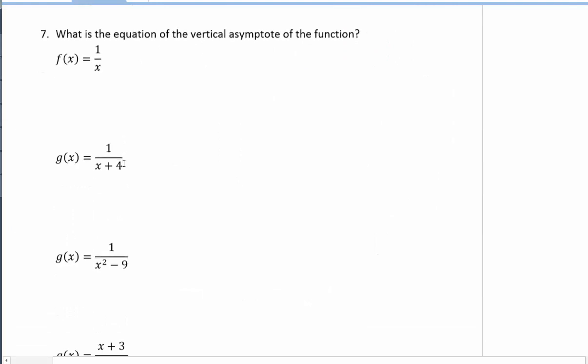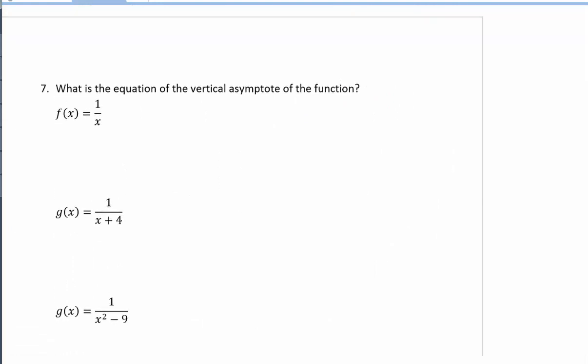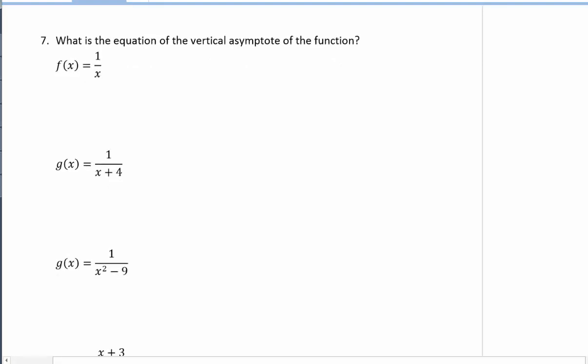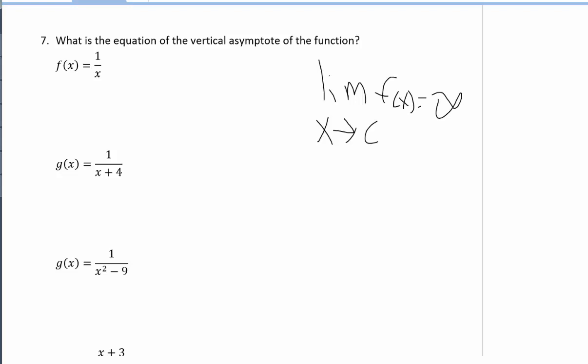Now let's look at vertical asymptotes. Remember, vertical asymptotes happen whenever your limit as x approaches infinity is equal to a particular number. So if you have, oh, sorry, I apologize, that's a horizontal. Vertical asymptotes happen whenever your limit as x approaches some particular value of the function is equal to infinity. So it's when you have this happen. If you want to look at it graphically, it's when you see something like that happen.